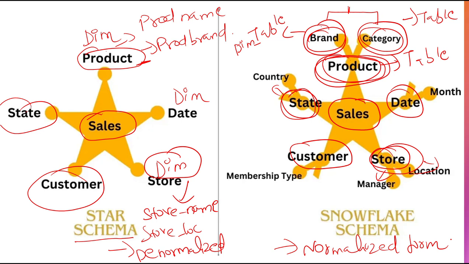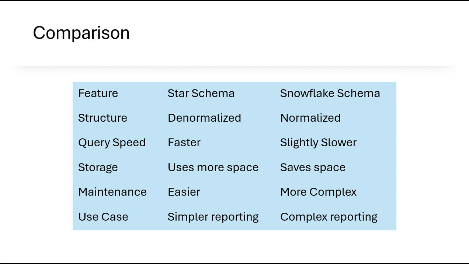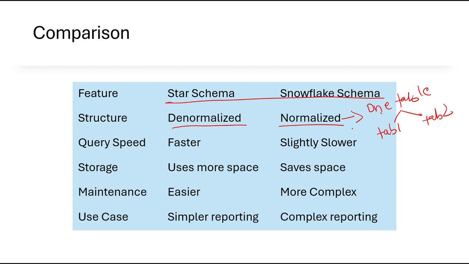This is the difference between a star schema and a snowflake schema. These are the comparisons as discussed. The star schema is denormalized. The snowflake is normalized. We need to understand the difference between these two. Normalized means one table is split into multiple smaller tables: table 1, table 2. This is called normalized. As it has multiple tables, it is slower as compared to the star schema.